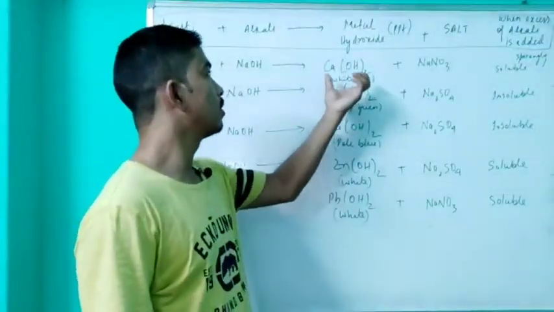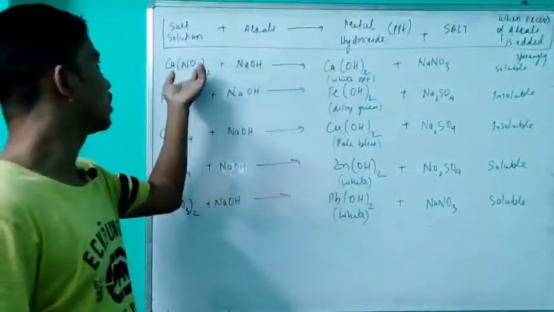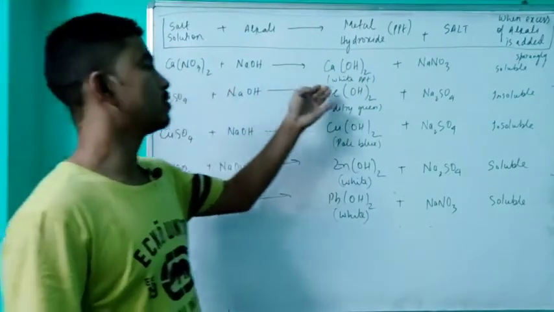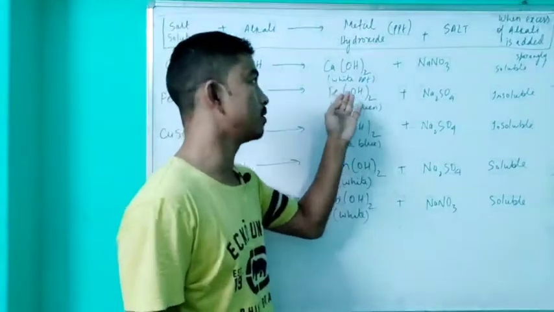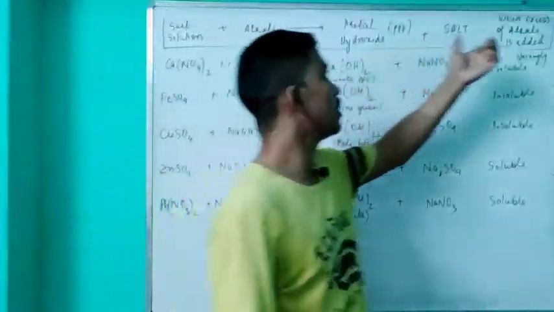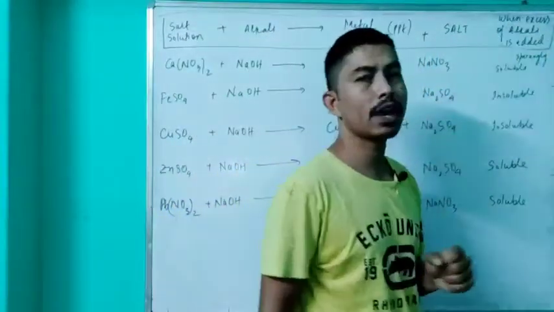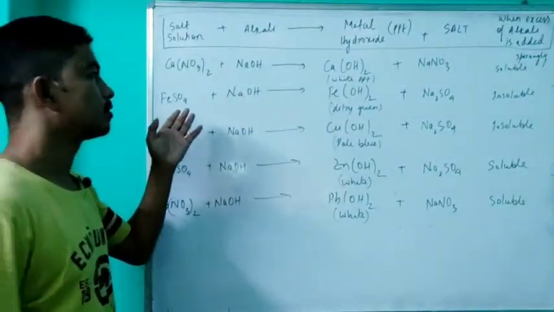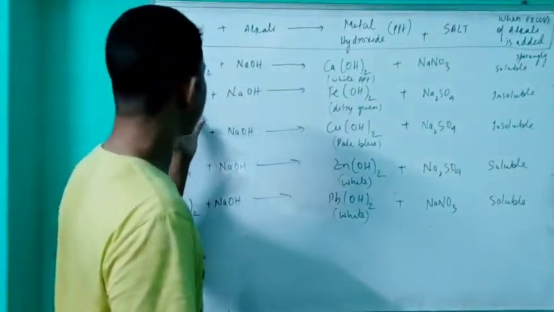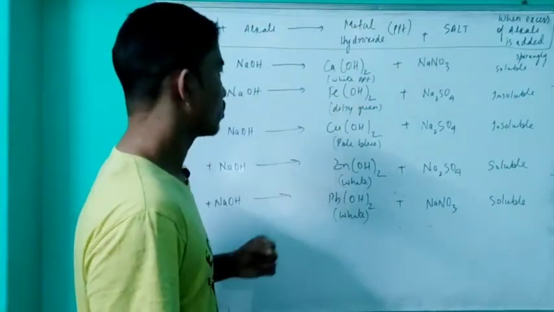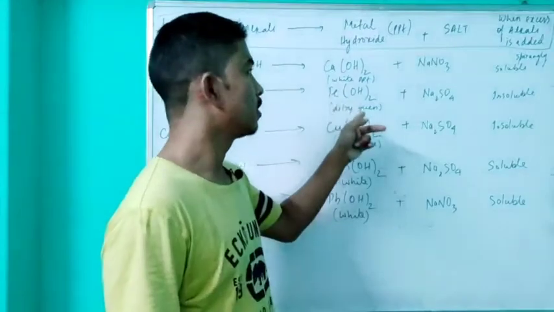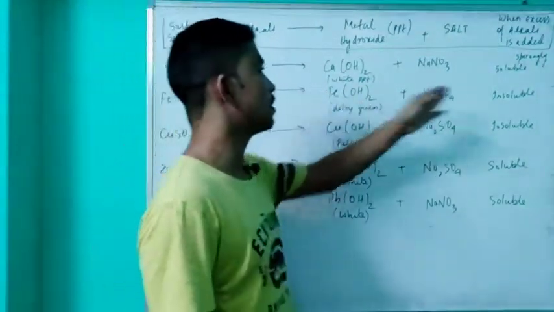Whenever you add sodium hydroxide to a salt that contains a calcium ion, a white precipitate appears. This white precipitate is sparingly soluble in excess of the given alkali. Similarly, in ferrous sulfate, whenever you add sodium hydroxide, it gives a dirty green color, because we know the color of Fe is green. This precipitate is insoluble in excess of alkali.